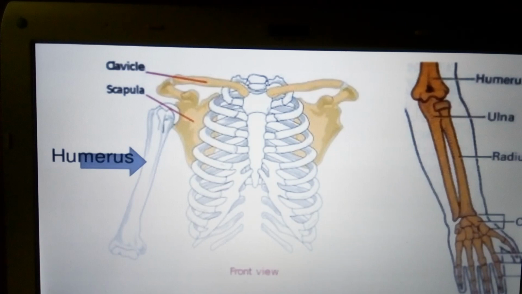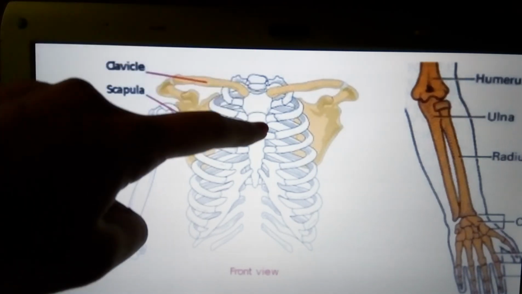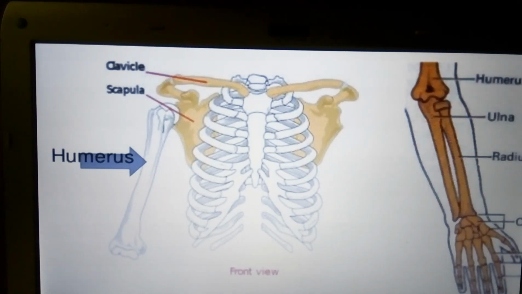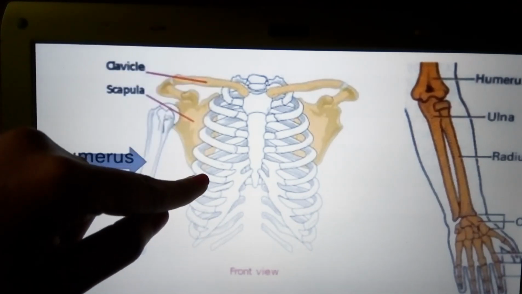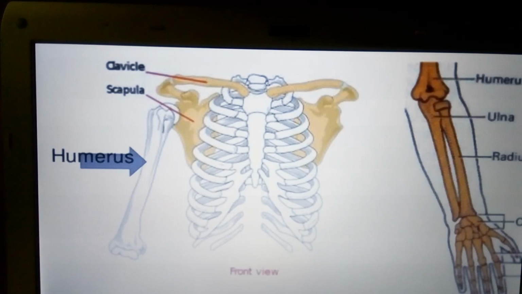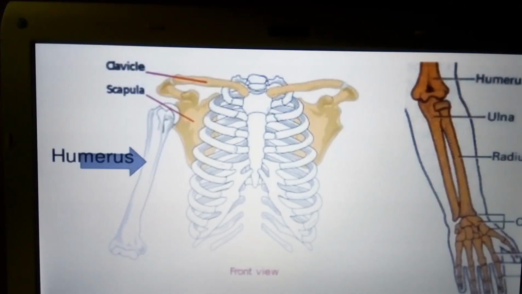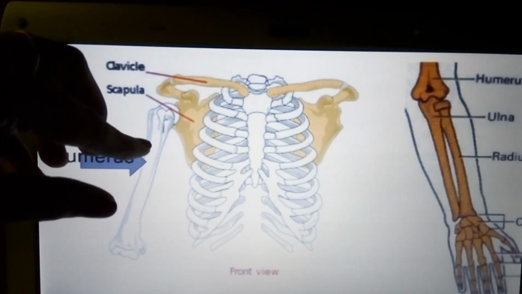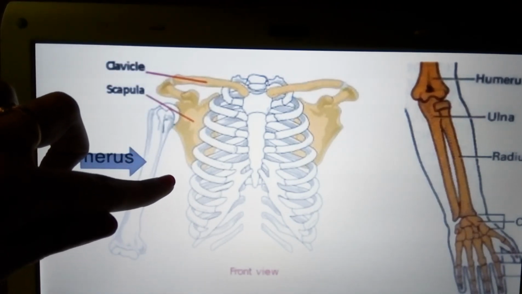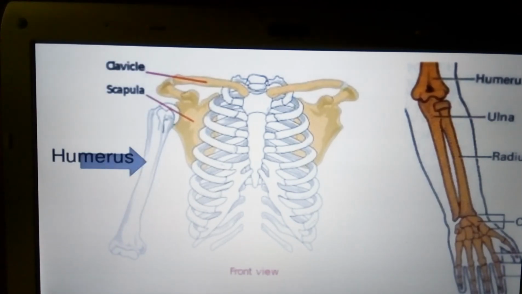The other 3 important things you have to know are the mid-sternal line, that is the line passing through the middle of the sternum, the mid-clavicular line, that is the line passing through the middle of the clavicle, and the anterior axillary fold. To feel the anterior axillary fold, first you abduct the arm and then adduct it against resistance. You will feel a prominent fold in the anterior part, and that is called the anterior axillary fold.